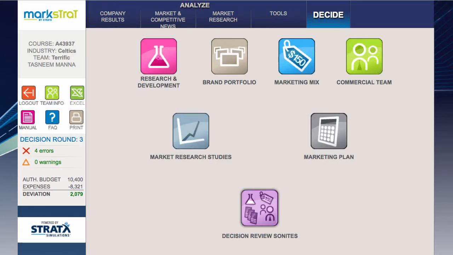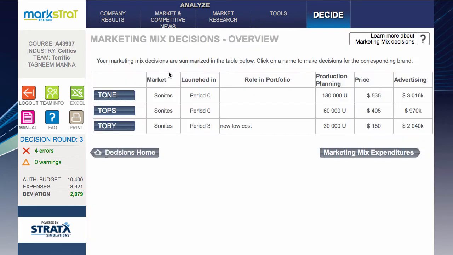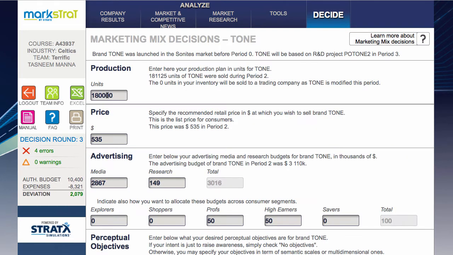In this tutorial, I'm going to show you how to use the Perceptual advertising tool, which can be found in the Marketing Mix Decision screen. The point of this tool is to direct your advertising at perceptual objectives, so to actually tell your customers not just that your product exists, so not just about awareness, but also what they should think about it, what you want them to believe about the product. So it's essentially you now telling the advertising agency what you want your advertising to actually say.